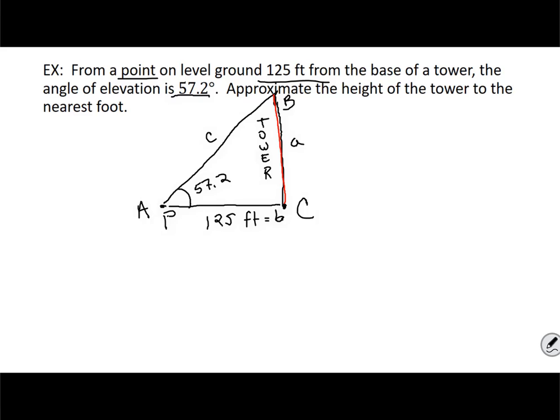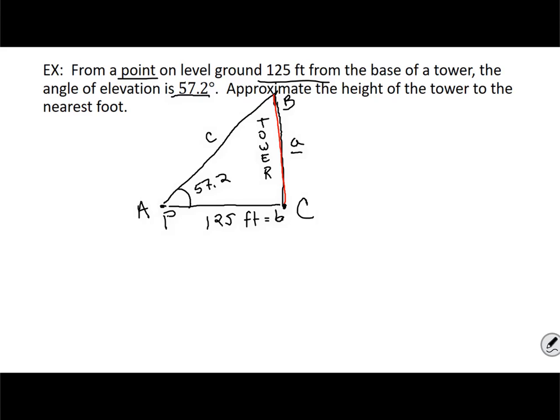So now we have the angle of elevation, or angle A, and we have side B, and we want to find side A, which is the height of the tower. So I need to pick a trigonometric function that involves angle A, side B, and side A. Well, that sounds like either tangent or cotangent. I mentioned before when we were solving right triangles that you can use either one. I personally like to pick the trigonometric function that will put my variable, in this case A, not in the denominator.